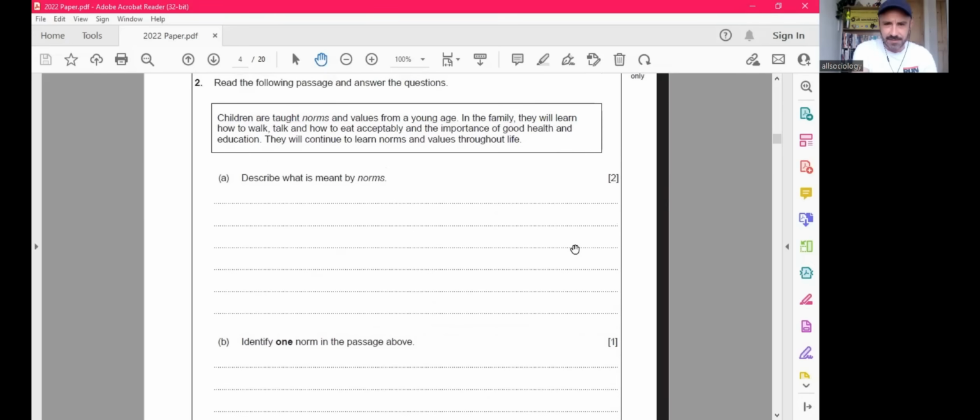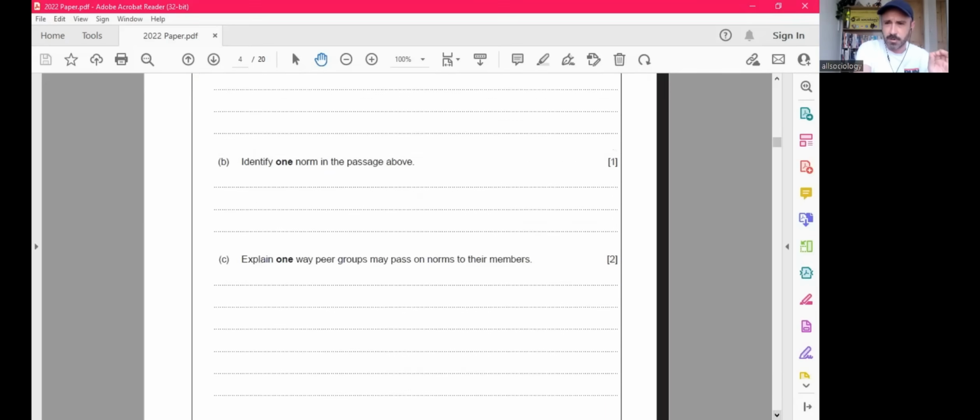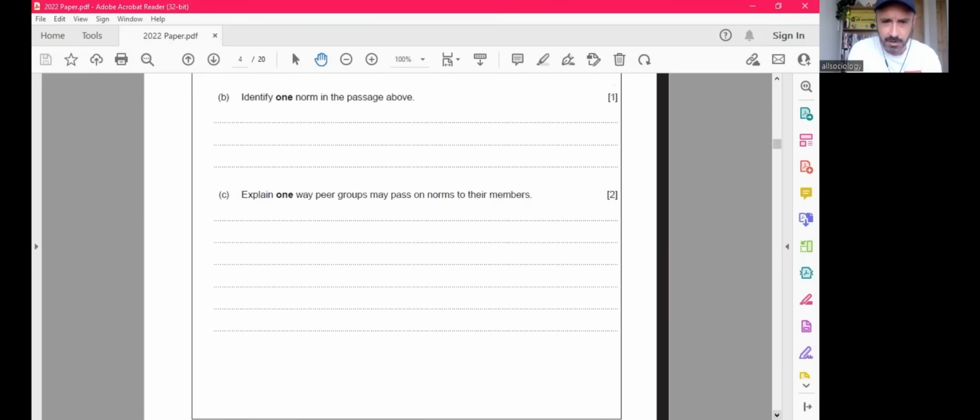We have to look at this passage. We have to use the exact words that are mentioned in this passage. Now, there are 3 things in there that would be considered norms. The only 3 things they will take would be how to walk, how to talk, and how to eat acceptably, or how to eat as well. So just make sure you use the language of the question or of the passage for those particular types of questions. They're only worth 1 mark, but no need to get that one wrong.